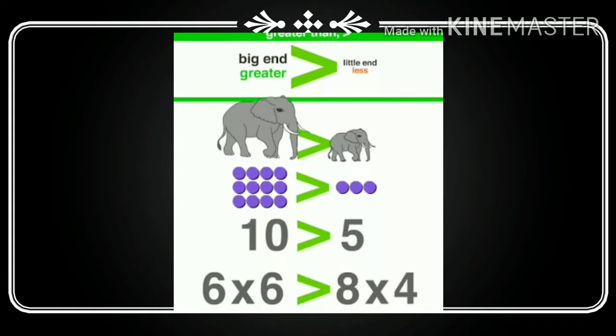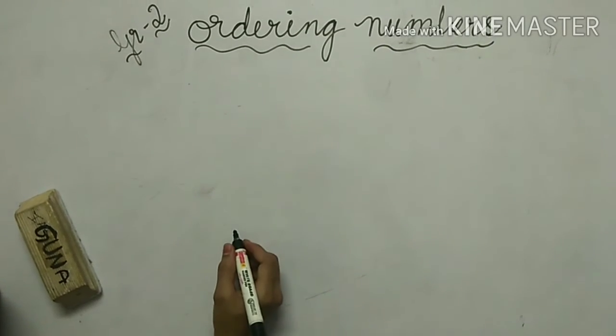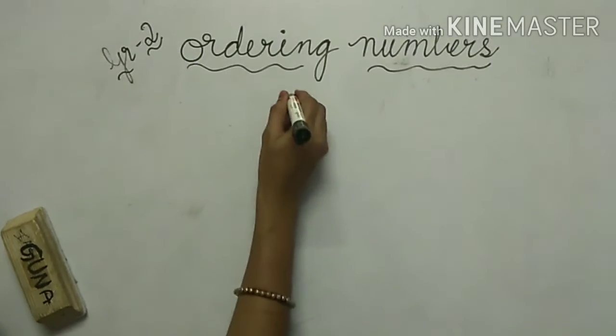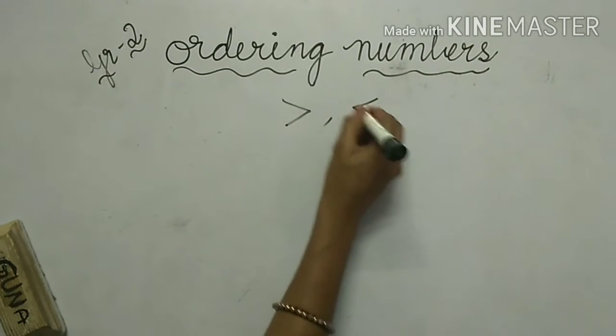Okay. Look at this picture, children, to understand how to use the greater than symbol. In this picture, the greater than symbol is always open towards the bigger number. Greater than means the symbol shows big numbers or big quantity. Now let us order numbers by using the greater than and less than symbols, children.